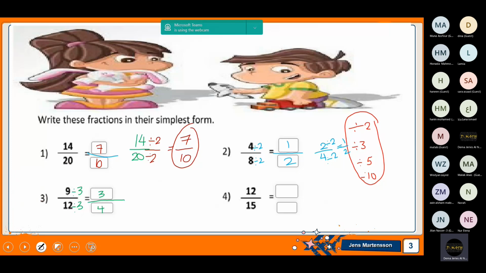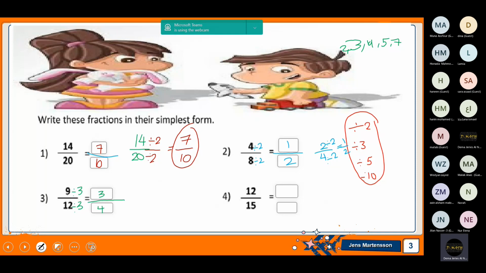3 and 4 are here. Sometimes you can't tell whether to stop, so ask yourself: can 3 and 4 be divided by 2? No. By 3? No. By 5? No. By 10? Also no. So we will stop here. Thank you so much, Sarah.